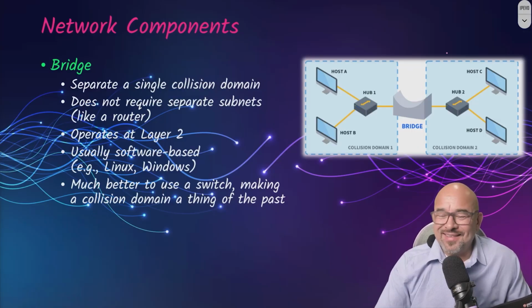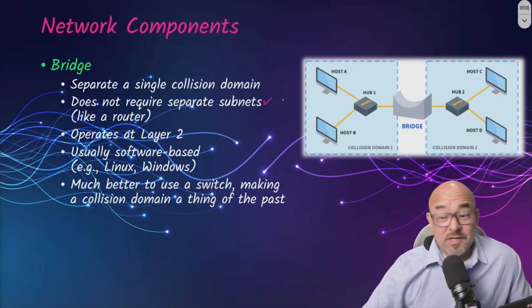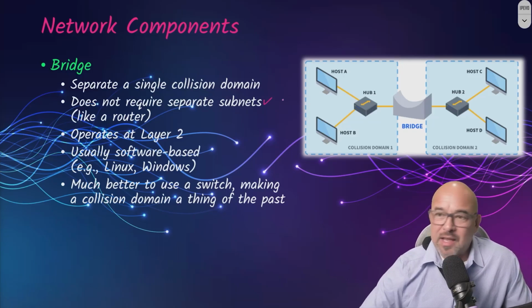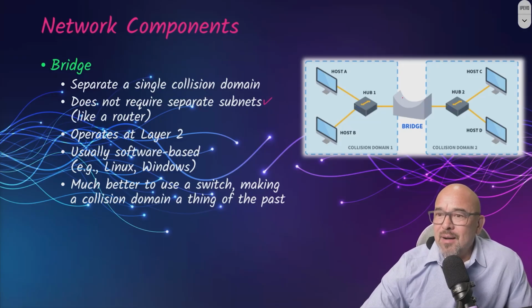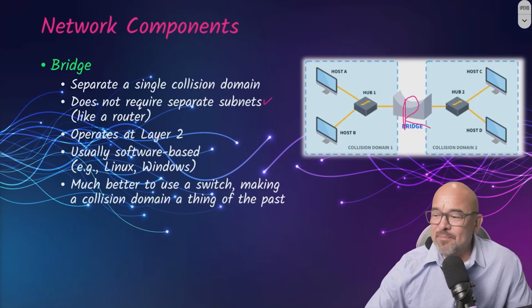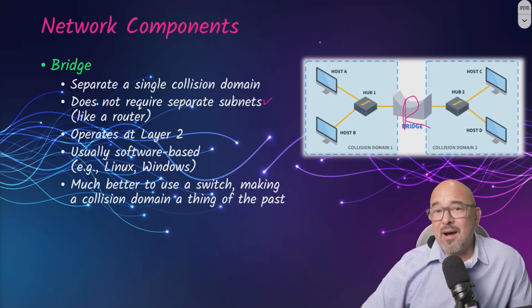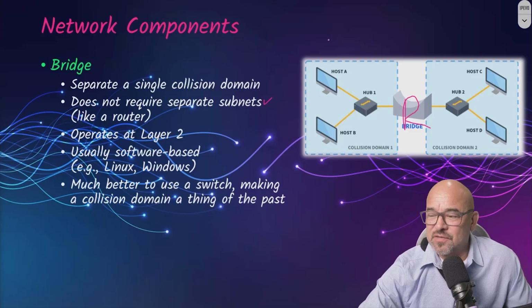Whoops, I almost forgot. I left a bullet point out here. Okay, so the bridge also does not require separate subnets like a router. We'll be talking about routers coming up shortly. But just for right now, let's assume that instead of a bridge, this is a router instead. In that case, what we would have here is two separate subnets, and they would have two separate IP addressing schemes. Let me make them drastically different so that it's very obvious.